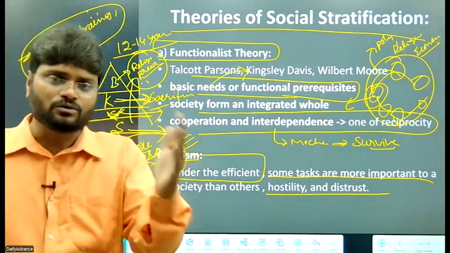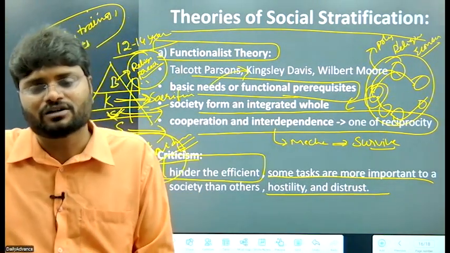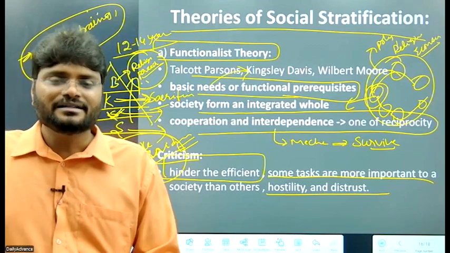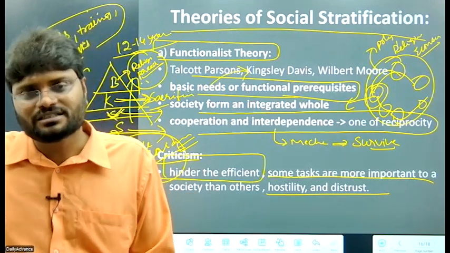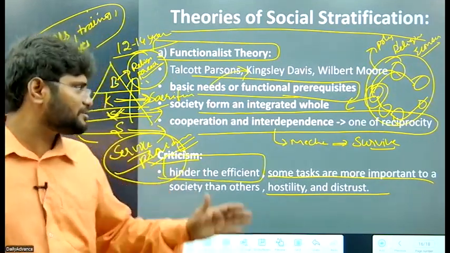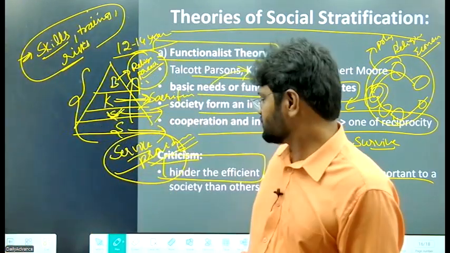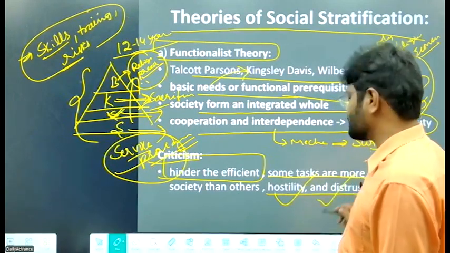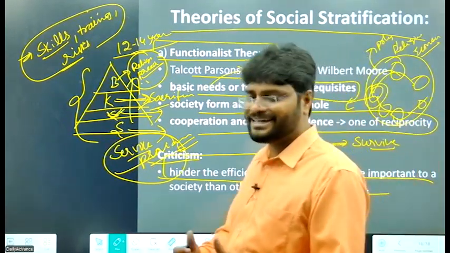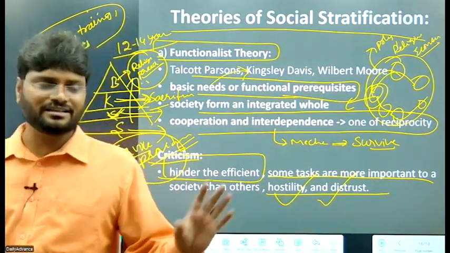Because Manu had created Manu Dharma. In that Dharma, he provided various duties and functions associated with the various varnas and how they should treat the untouchables. So this is how the hostility and distrust arise in the lower layers towards the upper layers. So these are all the criticisms.